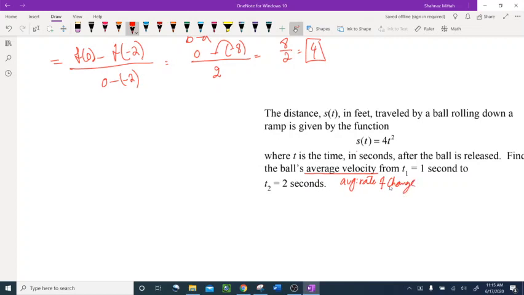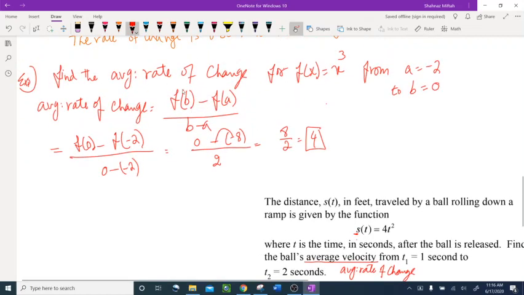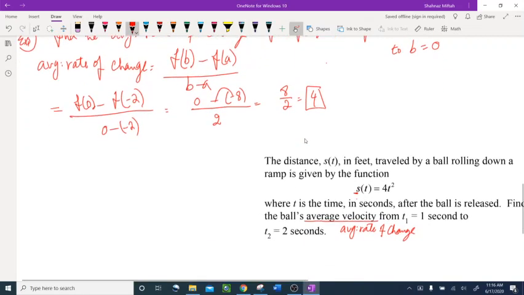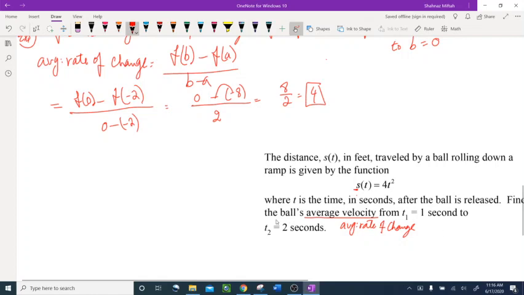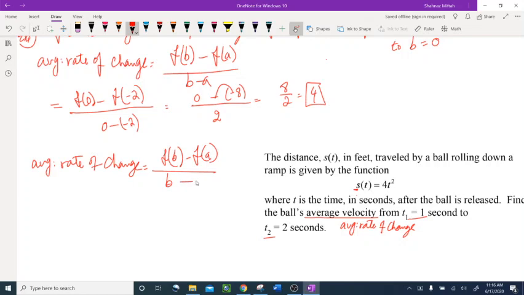We're going to use the same formula that we use for average rate of change. Since they're using the function s(t), instead of f of b and f of a, I'm using s(t1) and s(t2), because that's what they are giving me. The original formula for average rate of change is f of b minus f of a over b minus a, where b is x2 and a is x1.